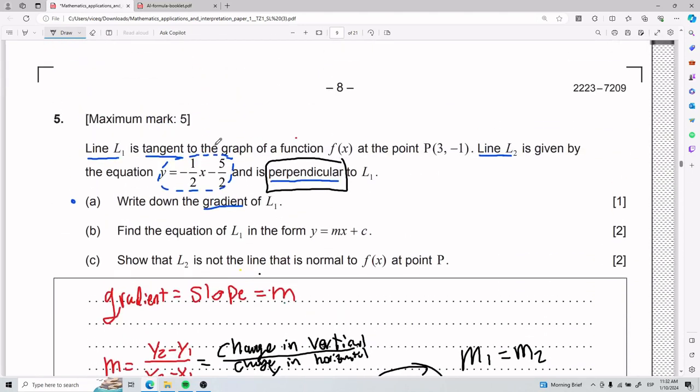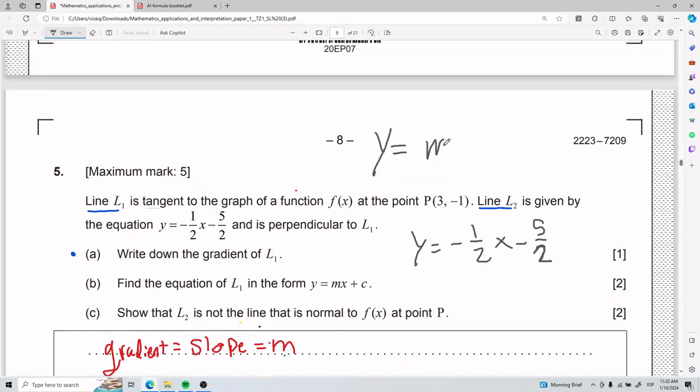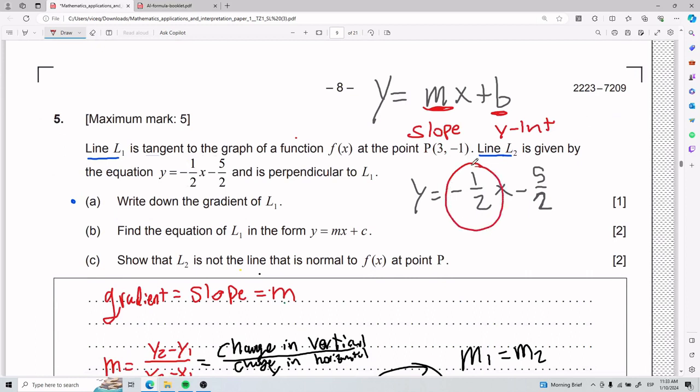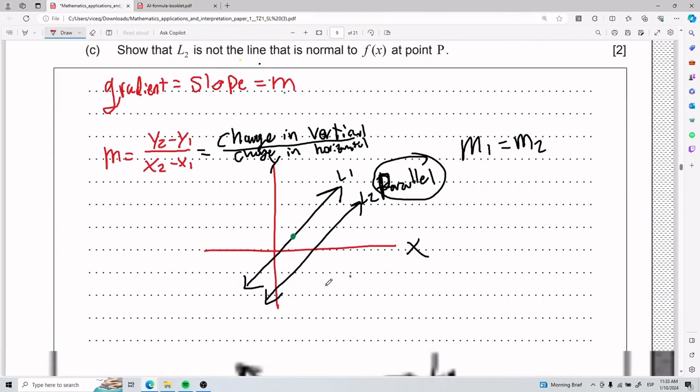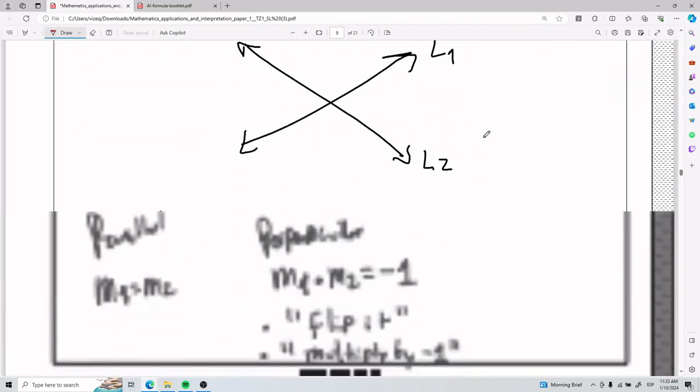For example, for part A, here you have this line, right? The line of the equation y equals -1/2 x minus 5 over 2. Because it's a normal line, not a parabola, nothing weird, it comes from the world of mx plus b. What do we know about this line? We know that b is the y-intercept, and m is the slope. So this is the slope of L2, and we know that L2 is perpendicular to L1. How do I find the slope of L1? Because they're perpendicular, I flip it and multiply by -1. So I'm going to take this -1/2.